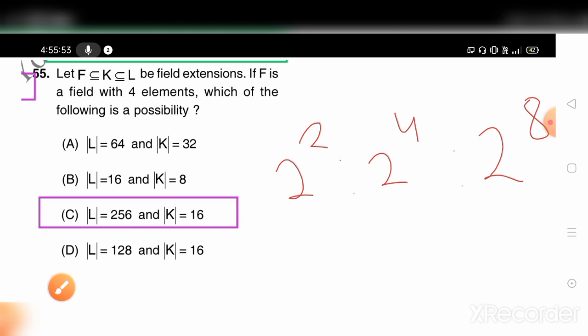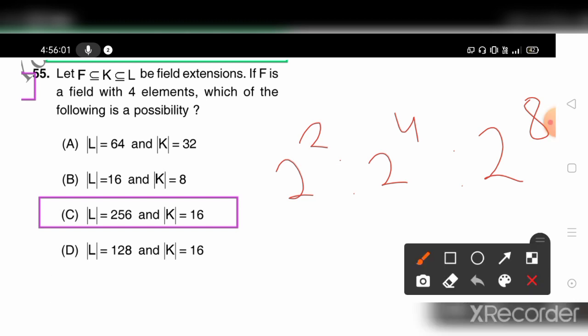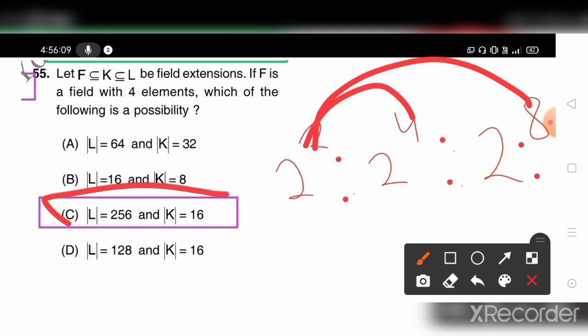If F is a subfield of K, K is a subfield of L, be the field extension. If F is a field with 4 elements, which of the following is possible? Here 2 raised to 2, 2 raised to 4, 2 raised to 8. Here 2 divides 4 and 2 divides 8. So option C is correct.